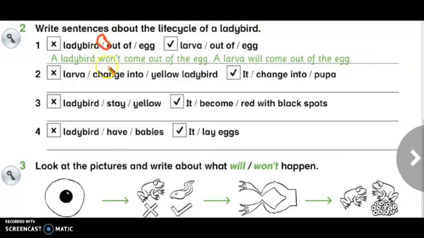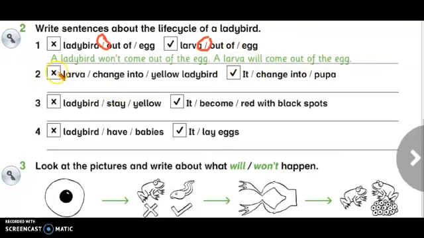Here we have to write won't. A ladybird won't come out of the egg. And the next part of the sentence, a larva will, here you have to write will come out of the egg. Now let's move to the next one.